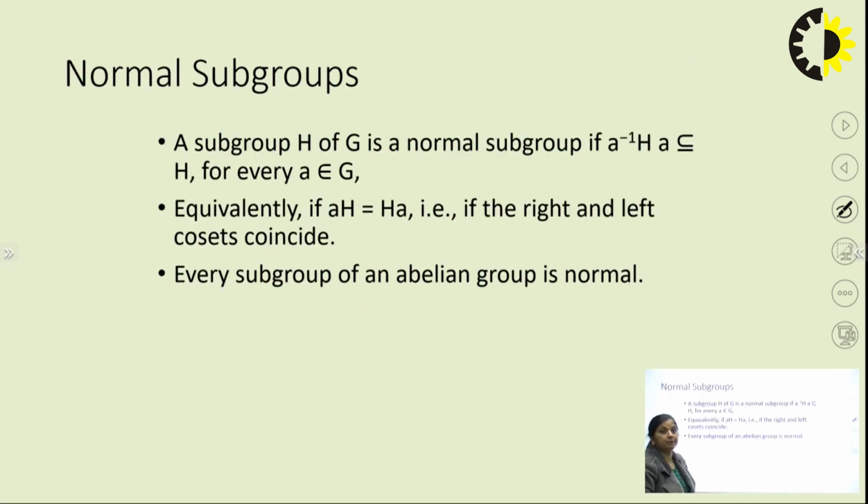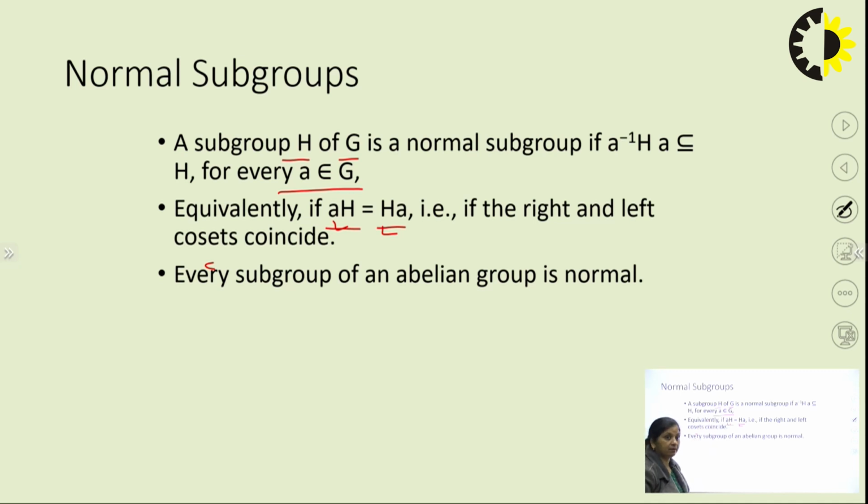Now, normal subgroup. Again we are given a subgroup and a group G. A subgroup H of group G is a normal subgroup if a inverse Ha is a subset of H for every a belonging to G, or we can say aH is equal to Ha. What does it mean? It means right and left cosets coincide. aH is the left coset and Ha is the right coset. When the left coset and right coset coincide, it is a normal subgroup.